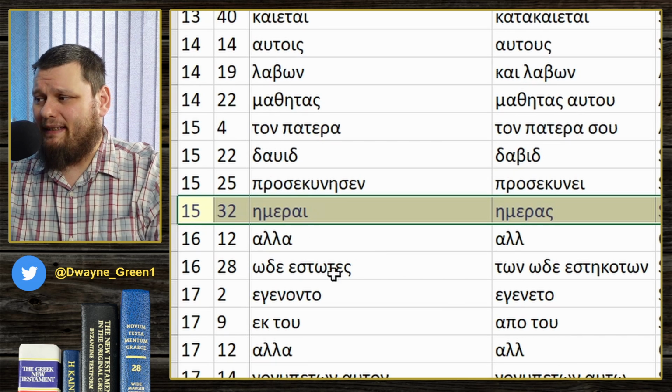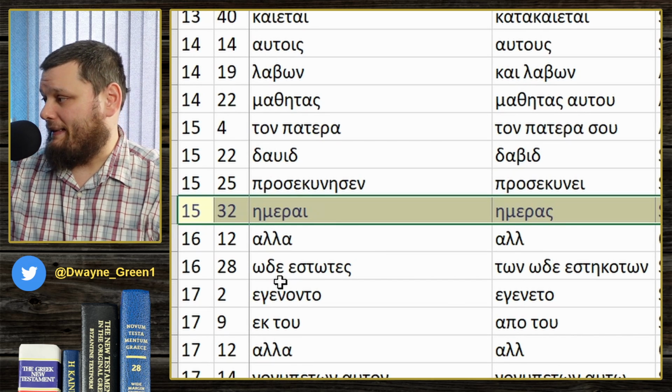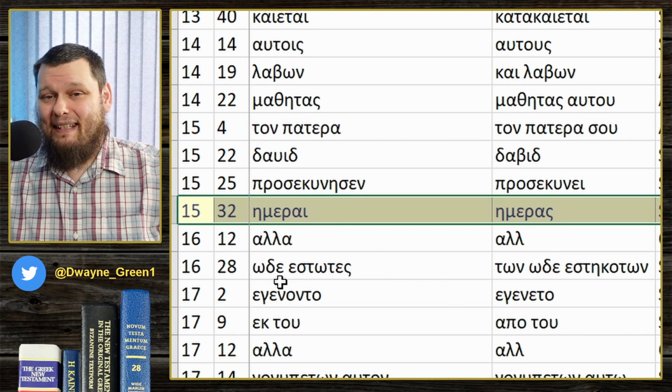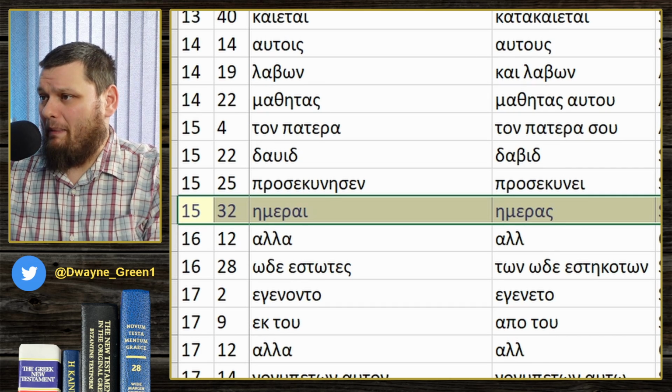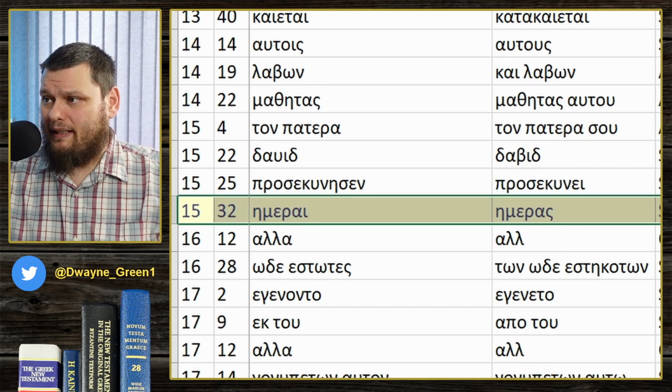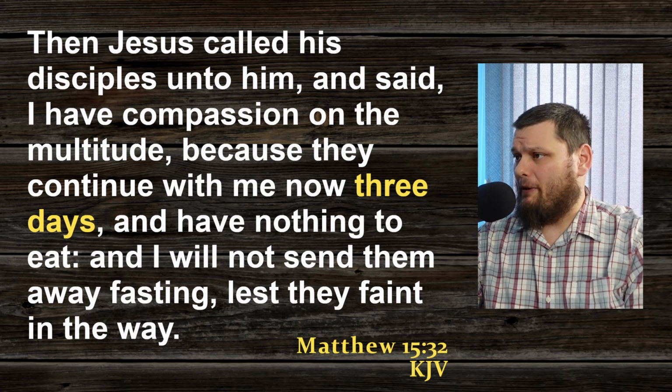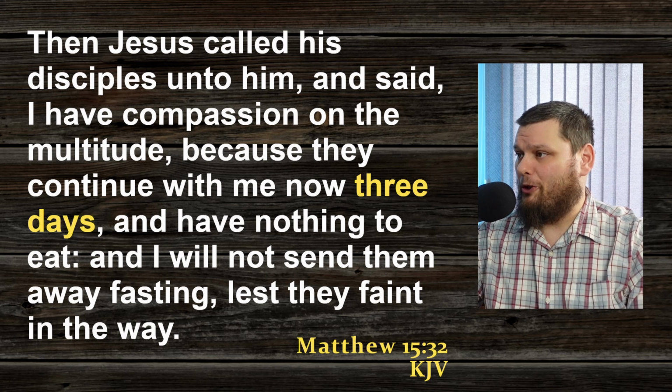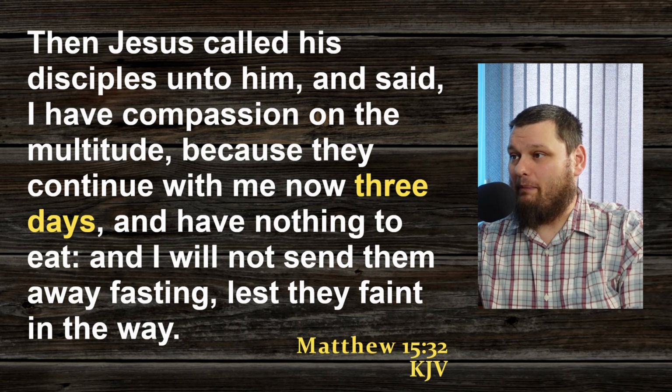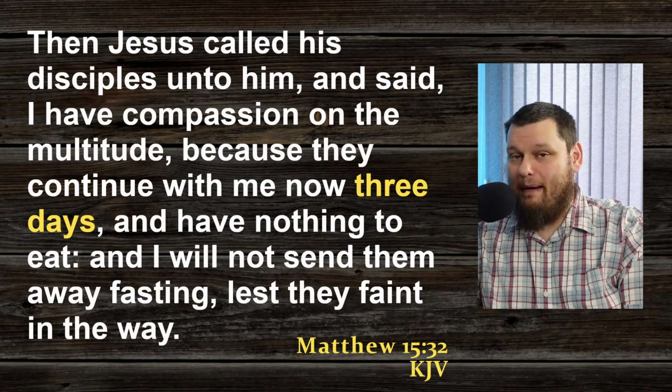The difference is imere versus imeras, and that's a difference between the grammatical case. So Matthew 15 verse 32 for context reads, "Then Jesus called his disciples unto him and said, I have compassion on the multitude, because they continue with me now 3 days and have nothing to eat, and I will not send them away fasting, lest they faint in the way." And of course, this is when Jesus fed the 5,000 or 4,000. I can't remember exactly.